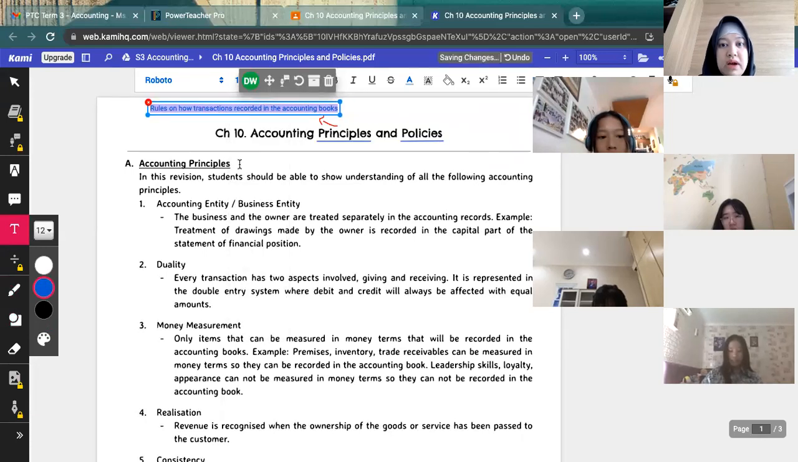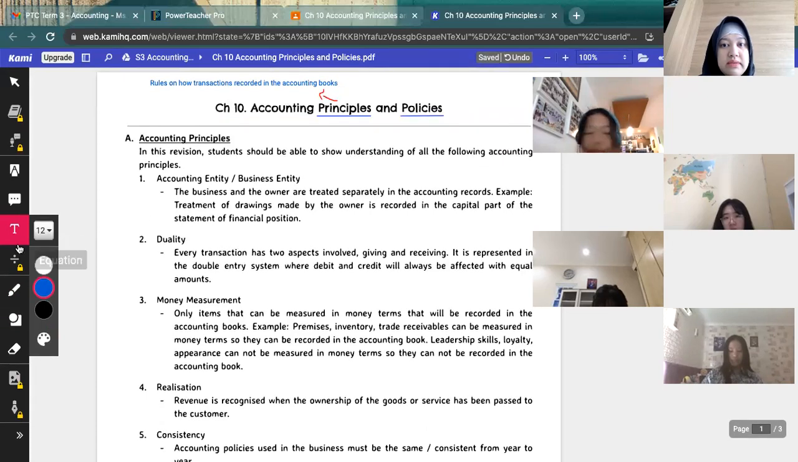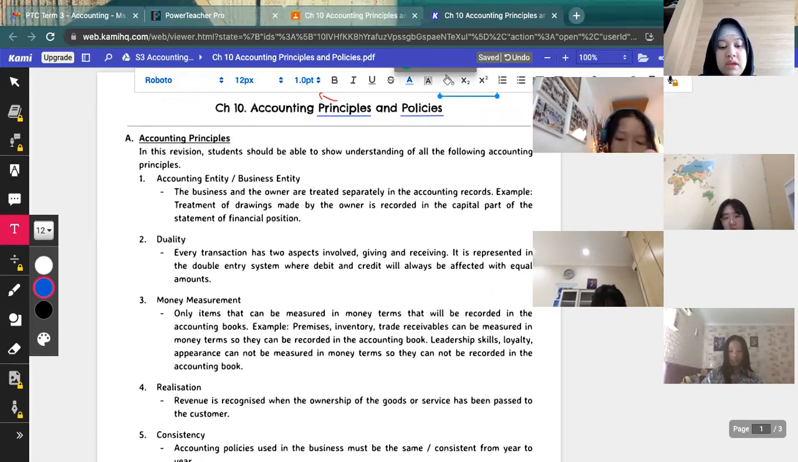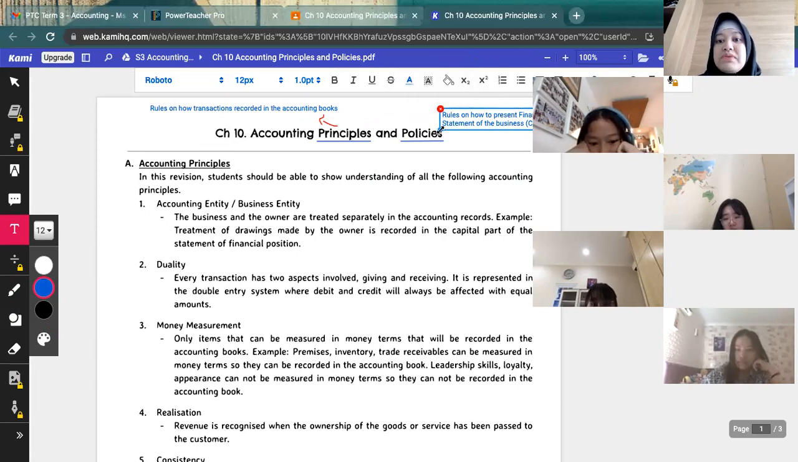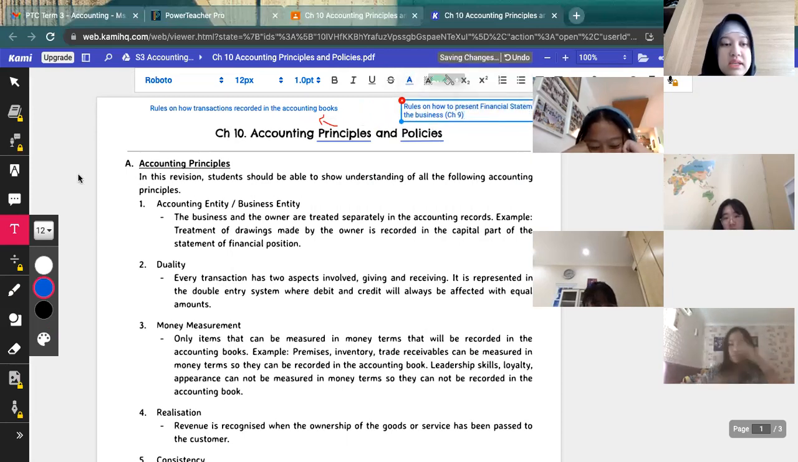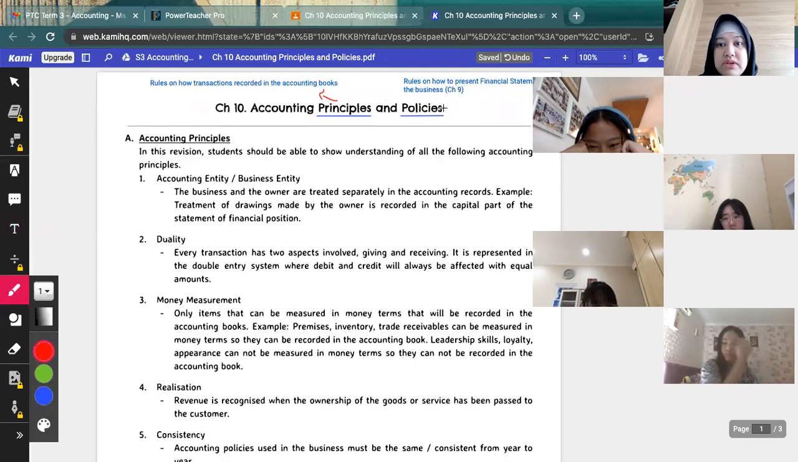Meanwhile, accounting policies is rules on how to present financial statements of the business. This is about how your chapter 9 is presented. So that is policies and principles. That's the difference between these two.